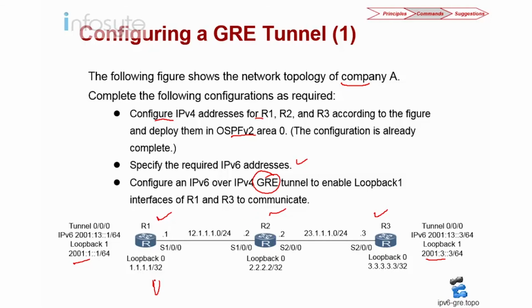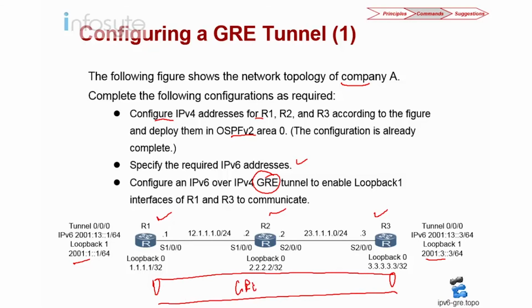Okay, so again, we are going to configure a tunnel. Now this tunnel, we are going to use a GRE tunnel. All right, and IPv6 will be tunneled through here and going out through here. Right, so let's look into the configuration on the GRE tunnel.